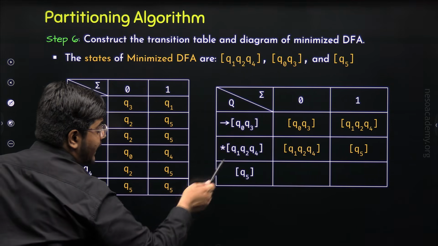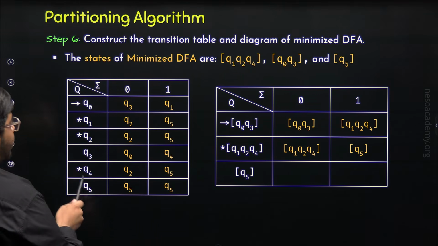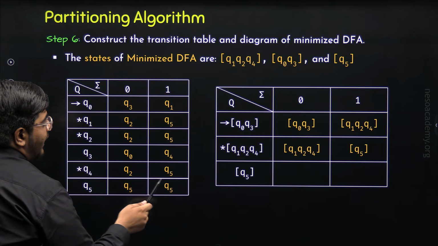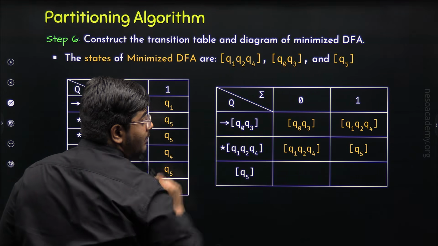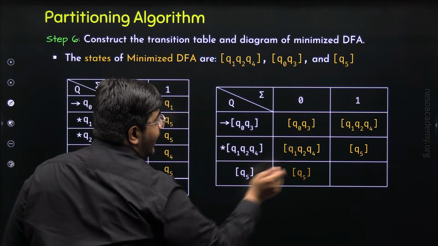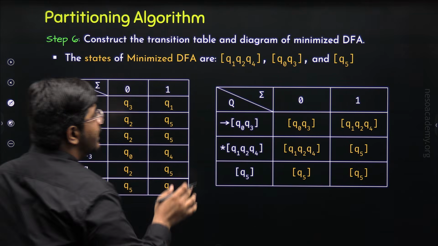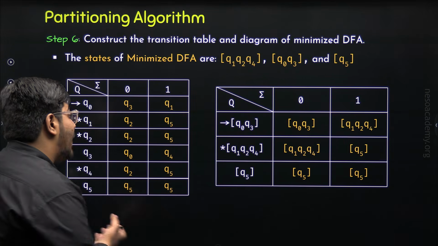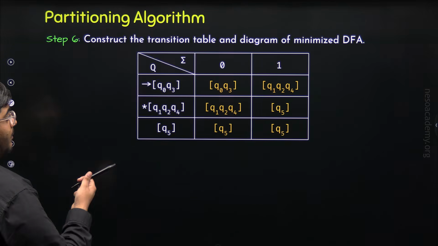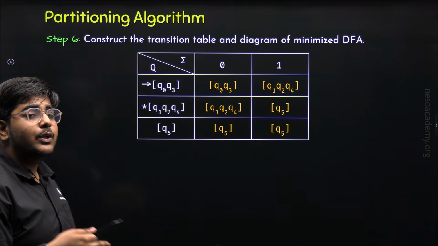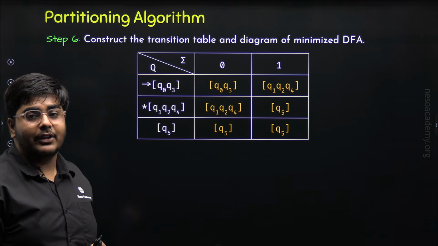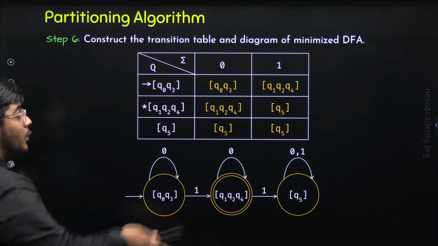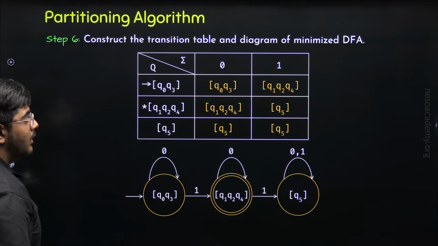Now let's check for the state Q5. Q5 on 0 gives Q5 and Q5 on 1 also gives Q5. Q5 is the state of our minimized DFA. So here we will write Q5 and Q5. This is the transition table of our minimized DFA. And once we got the transition table of our minimized DFA, it is very easy to convert it into the transition diagram. So this is the transition diagram of our minimized DFA with respect to this transition table.